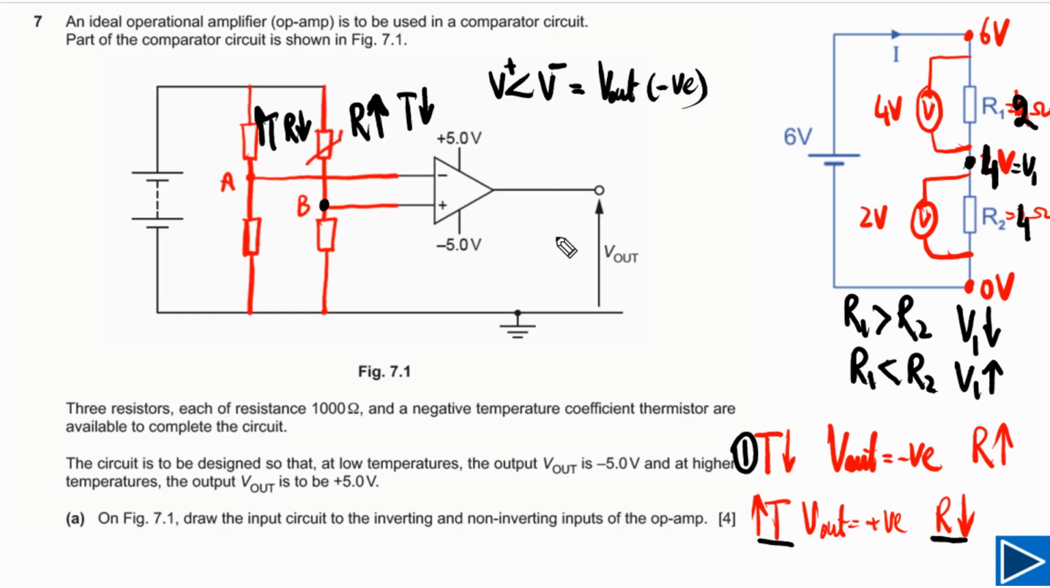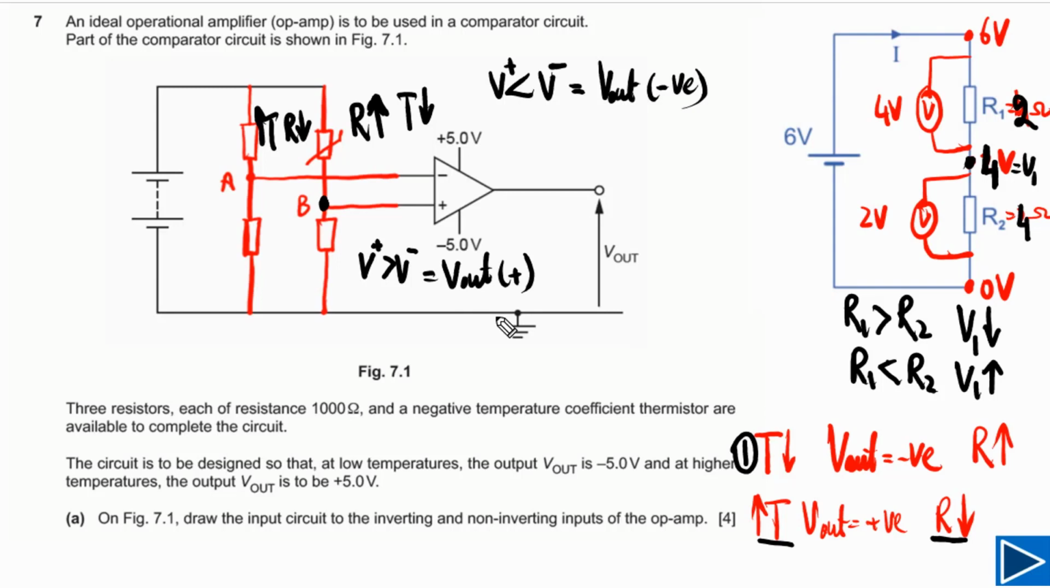When the resistance of the thermistor is lower, as you can see, when R1 is smaller, then V1 has to be greater. The value of potential at this point will be greater. So it means that V plus will be greater than V negative. And in this case, V out will be positive. So our circuit is correct.